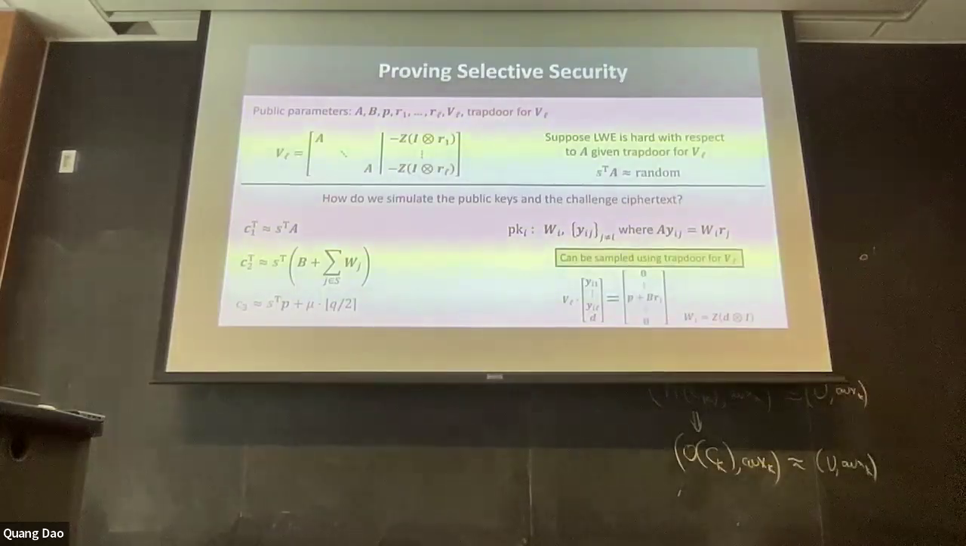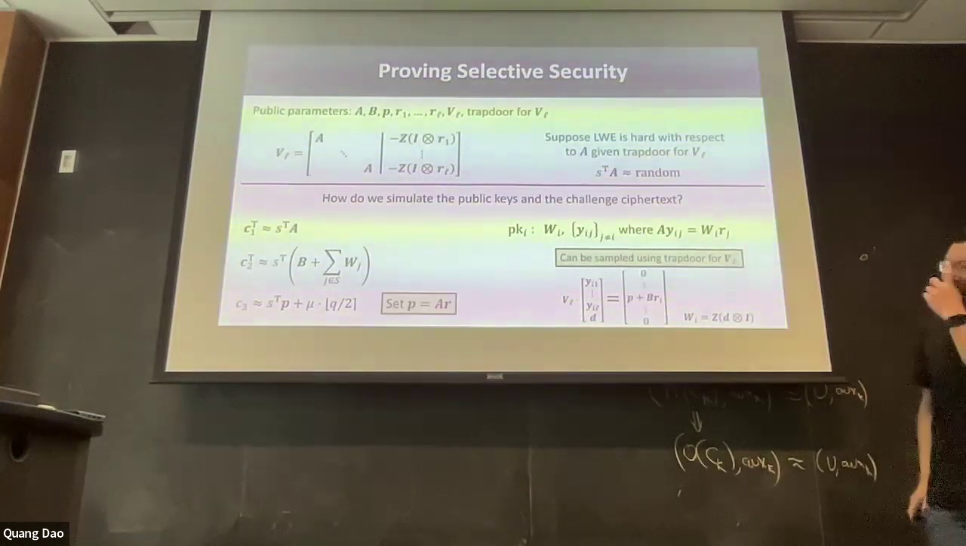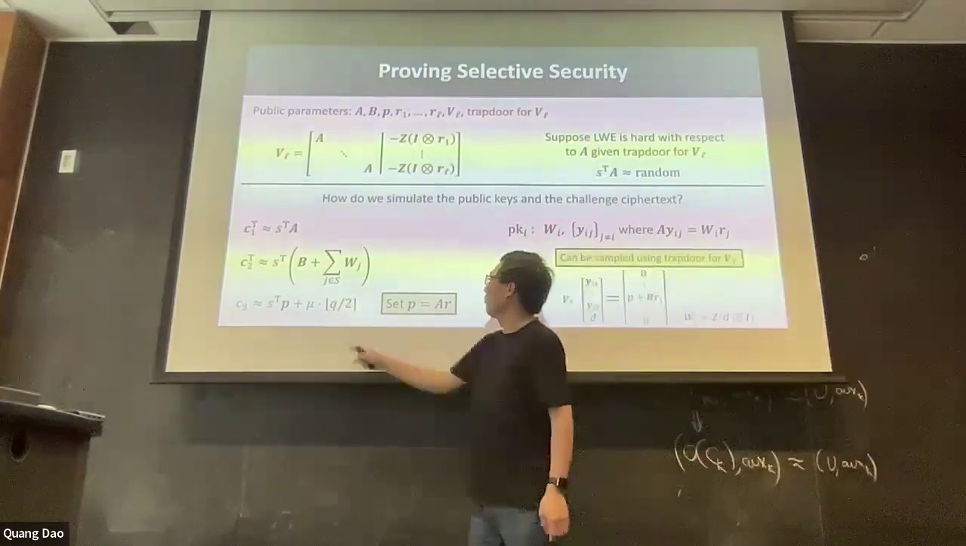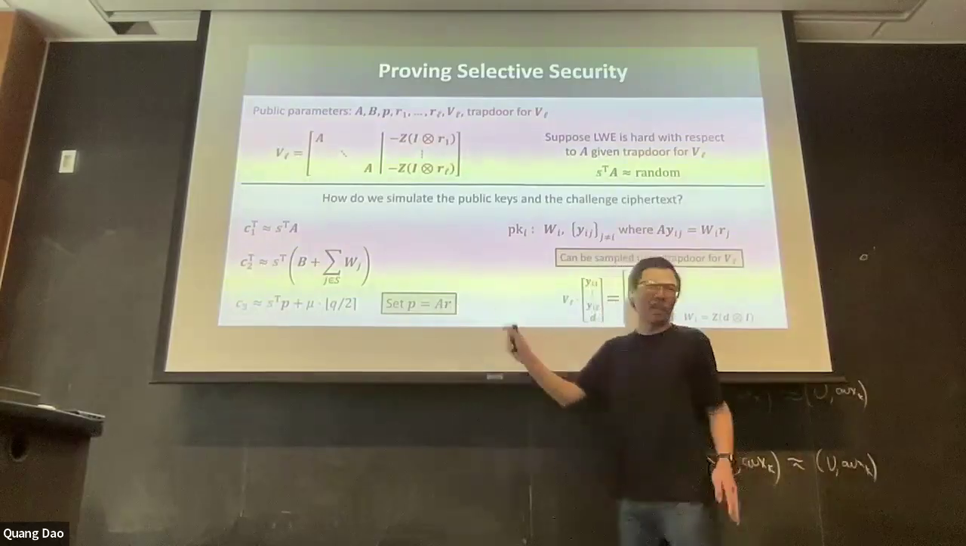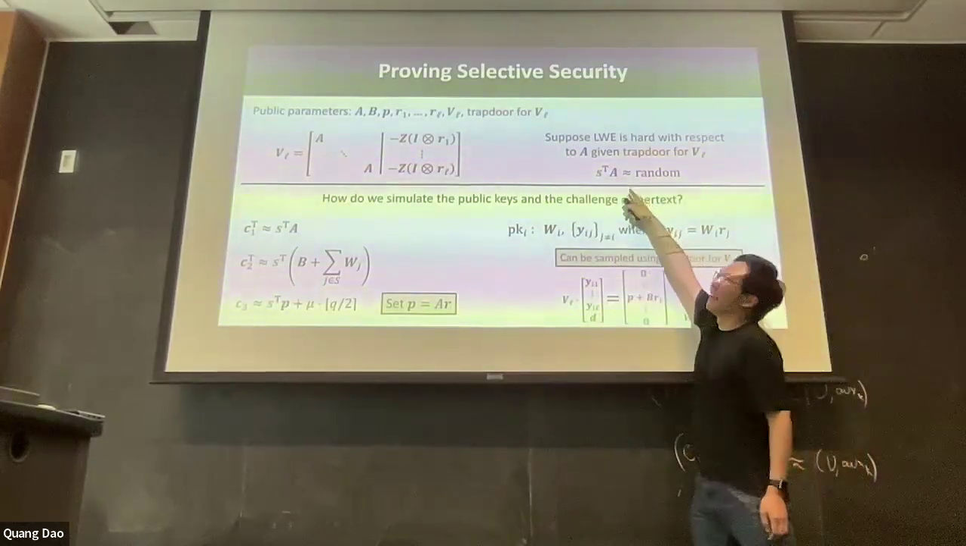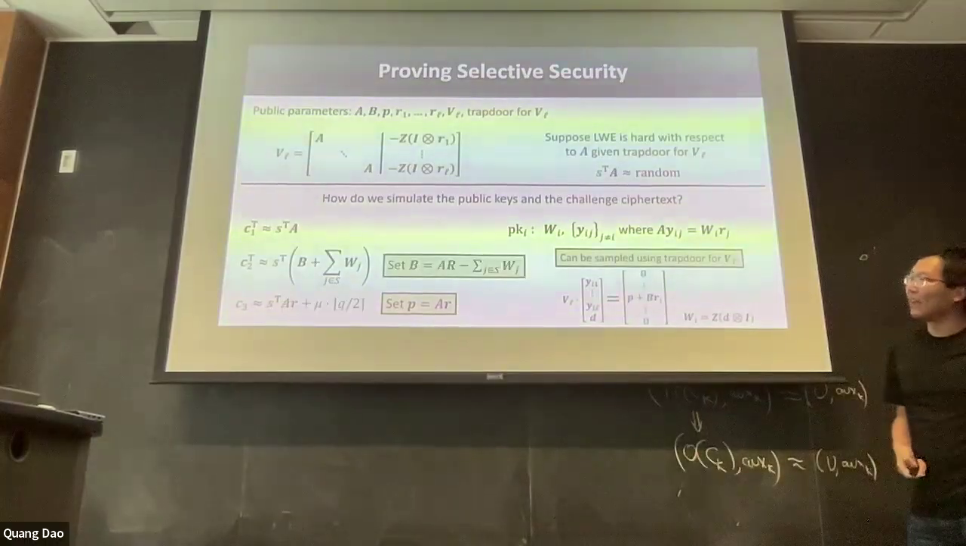So what we are left with is how do we simulate the ciphertext? I am cheating somewhere, so try to catch me. There's something wrong with what I'm saying, but I'll fix it at the very end. Okay, so let me jump to simulating the ciphertext. How do I compute S times P? Well, I'll just set P to be A times something short. If I do that, then notice that I can just simulate it using the challenge. Okay, so that's all okay.